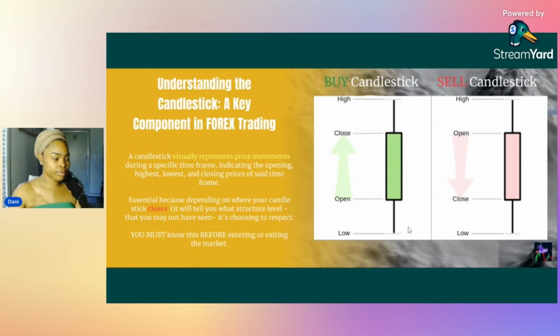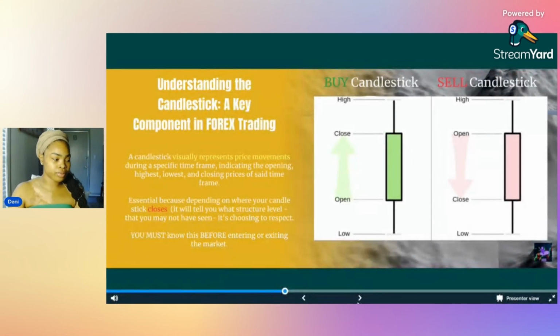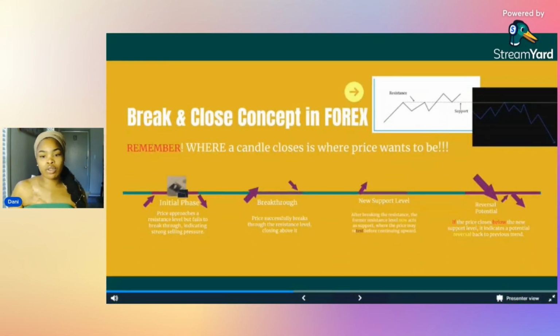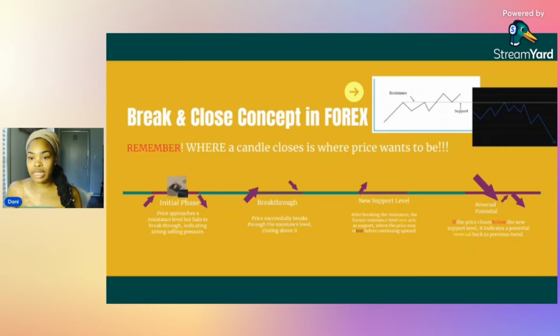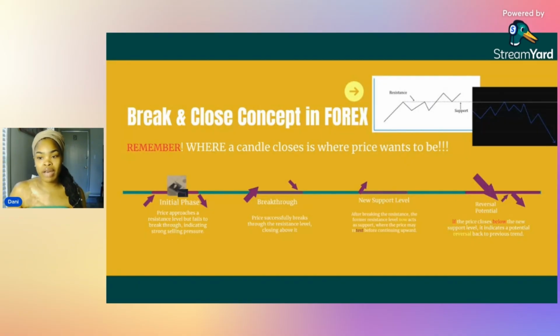All right. Now, this is the break and close concept in Forex that I think is the most important concept that people need to understand. We have resistance, we have our ceilings, we have support, we have our floors. However, you need to understand what happens when price breaks said resistance or when price breaks said floor. All right, and we're going to go through the phases of the break and close concept.